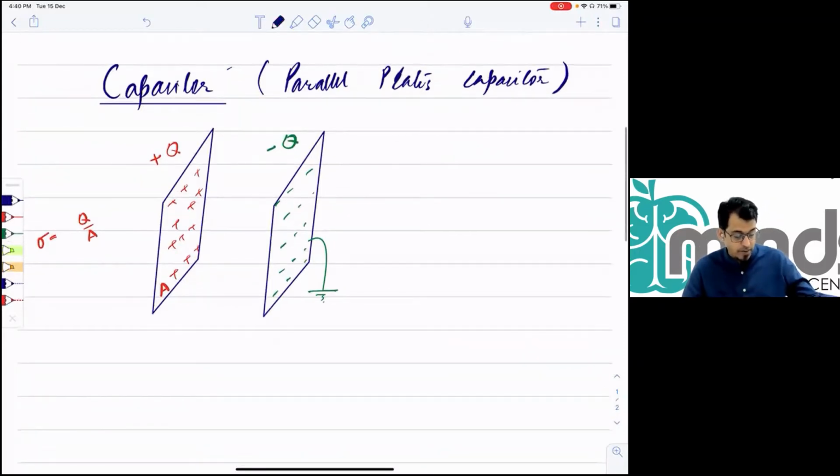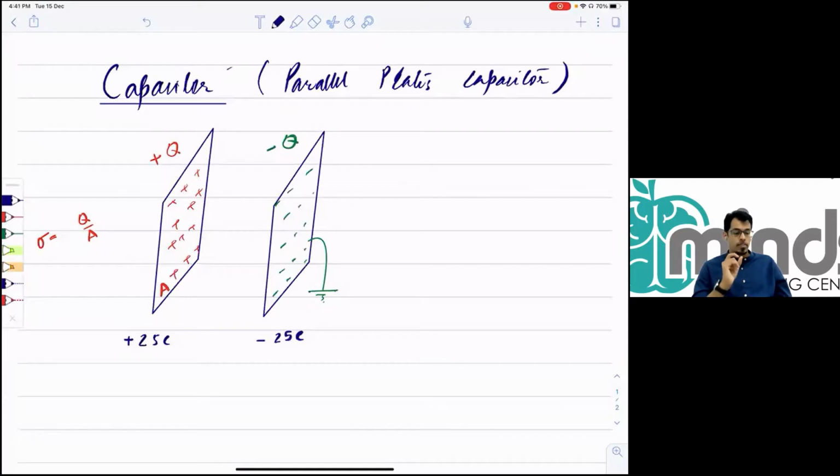Okay, see, if I say on the first plate we have plus 25 coulomb charge, then on the other plate we will be having minus 25 coulomb charge. If I ask what is the total charge, you will say 25 coulomb plus minus 25 coulomb, and your answer will be 0. Yes, getting it? That's why I said a capacitor doesn't store charge, because net charge is actually 0.